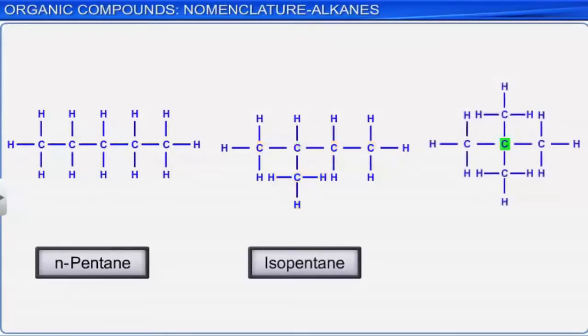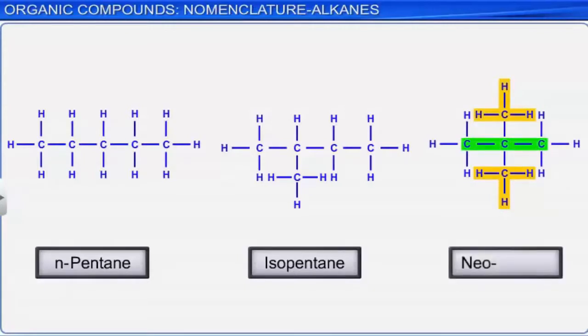If the carbon atom next to the terminal carbon has 2 methyl groups as branches and is attached to a continuous carbon chain, then a prefix neo is given to the name of the alkane. For example, for the structure shown here, which consists of 2 branched chains and is a 5-carbon system, the name given is neopentane.